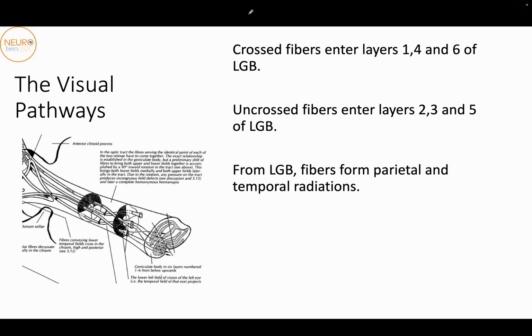Another thing is, the fibers which have crossed will enter layers 1, 4, and 6 of the lateral geniculate body, and the uncrossed fibers, the temporal fibers, will enter layers 2, 3, and 5 of the lateral geniculate body, following which the fibers from the lateral geniculate body will form the parietal and temporal radiation.